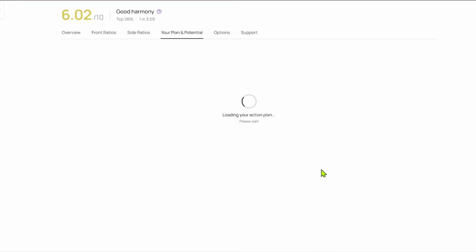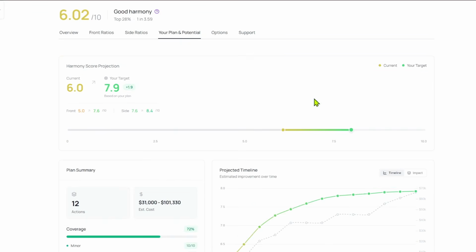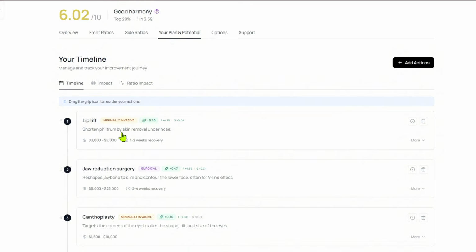All right, so for Daniel, his action plan can get him up to a 7.9 facially. His side can get up to an 8.4, and his front can get to a 7.6. The lip lift, minimally invasive. This shortens the philtrum by skin removal under the nose. So this is that part that I was talking about on the flat nose. That would fix that. His jaw reduction surgery is the first surgical procedure that he could do.